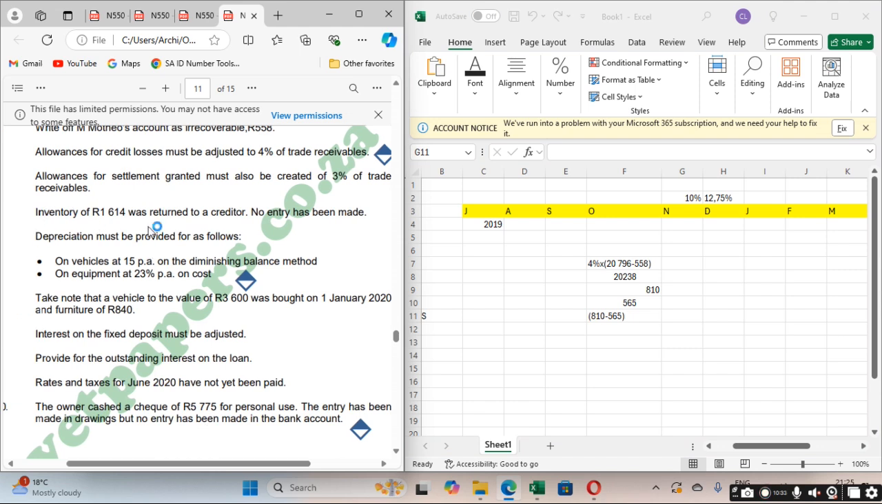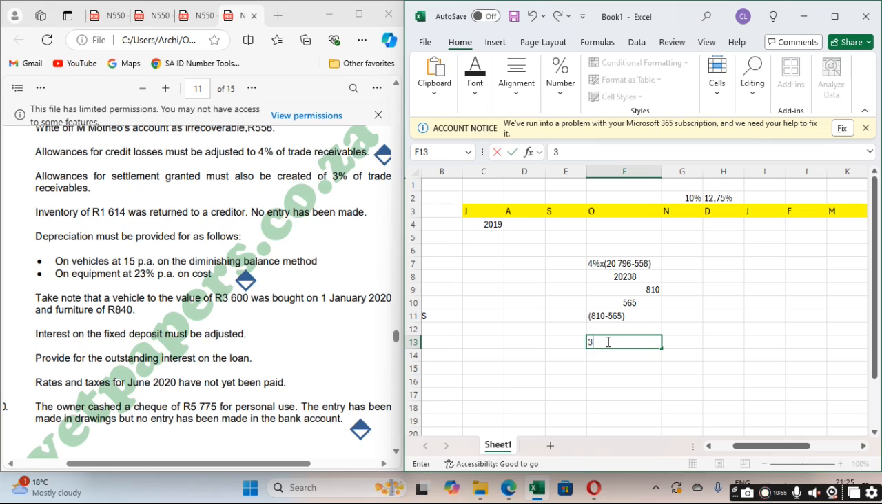Okay, so number three saying allowances for settlement granted must also be created at 3% of trade receivables. So when we're doing this one, they said 3%, so we say 3% multiplied by, they said trade receivable.